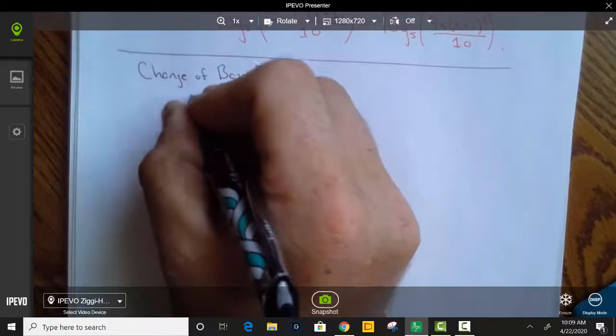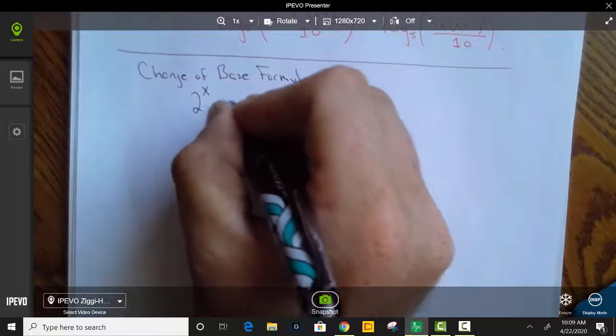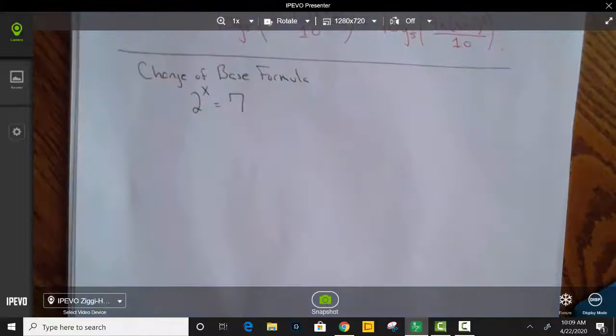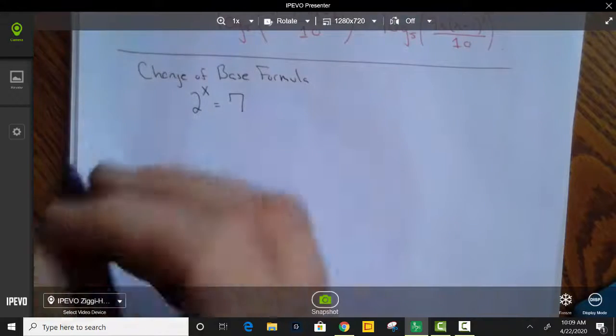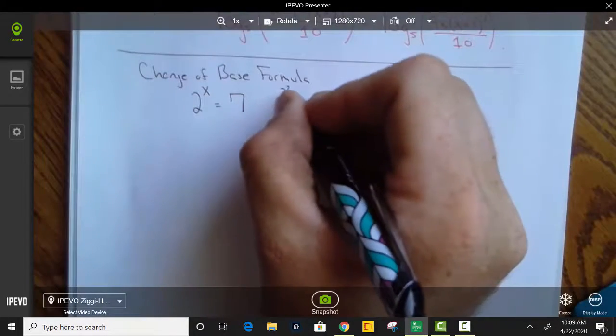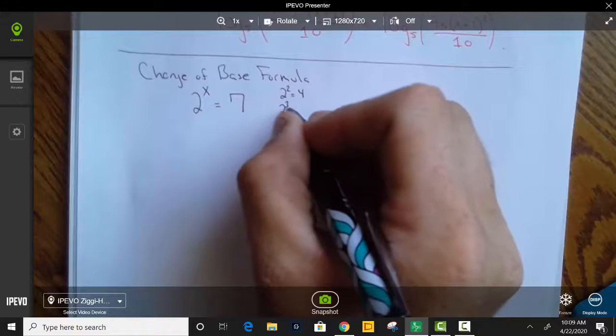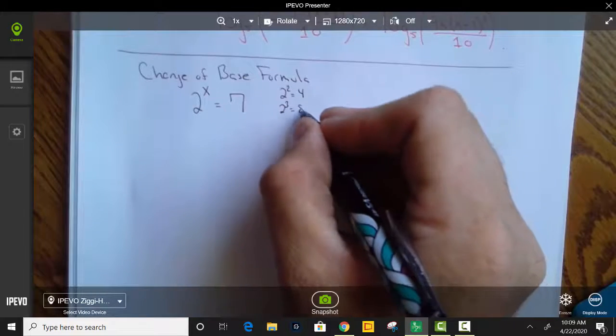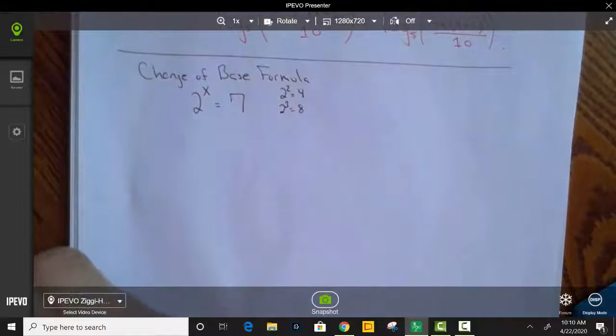Okay, so for example, if we want to know what power of 2 equals 7, well, that's not going to be a whole number. So what we can do is, that's going to be a decimal somewhere between 2 and 3, because we know that 2 squared is 4, and we know that 2 to the third is 8. So we know it's going to be somewhere between 2 and 3, closer to 3. But that's what we're trying to figure out.